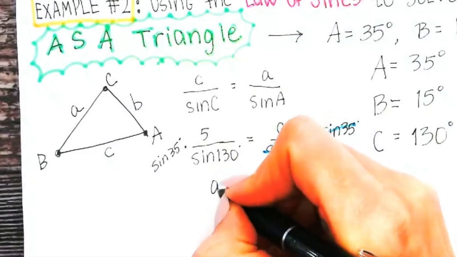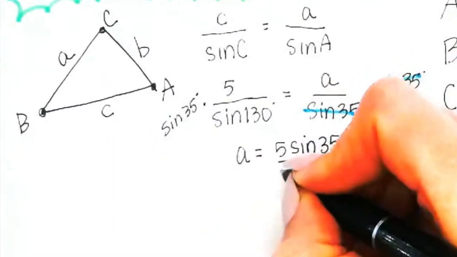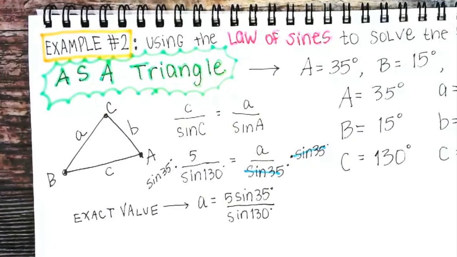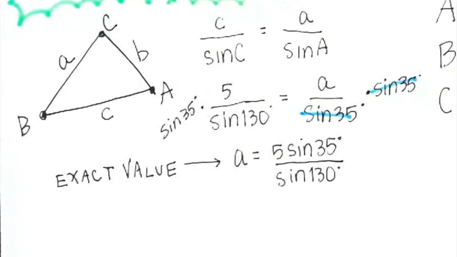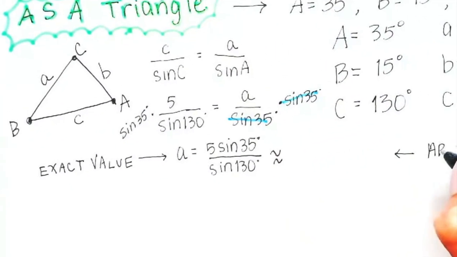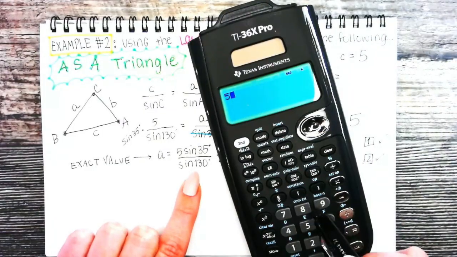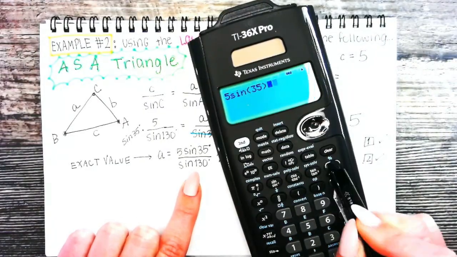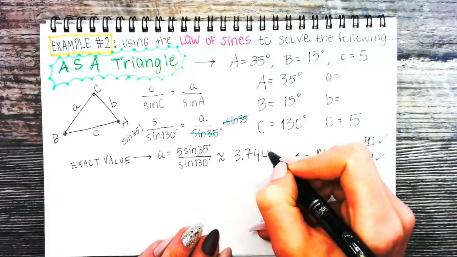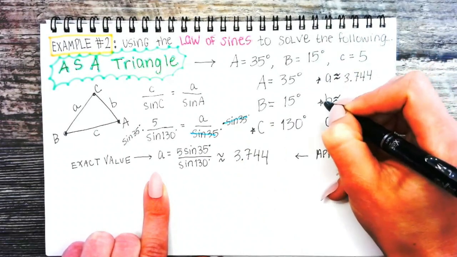Now, my exact answer is 5 sine 35 degrees over sine of 130 degrees. That's the exact value because I didn't have to round. The approximate value will be what I write over here because I'm going to have to round. 5 sine 35 divided by sine 130 is 3.744.